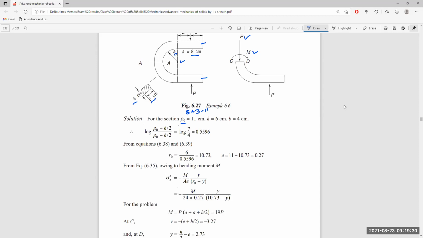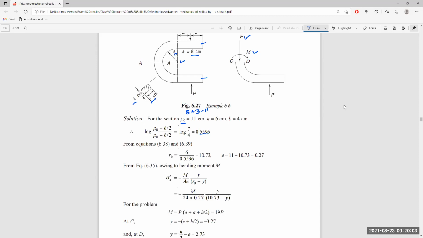Now we know from the discussion of the rectangular section, R0 is given by H divided by log of (rho 0 plus H by 2) divided by (rho 0 minus H by 2). We know rho 0, that is 11, and we know H, that is equal to 6. If we put together and take the log, it will become log of 7 by 4, and this will equal 0.5596.